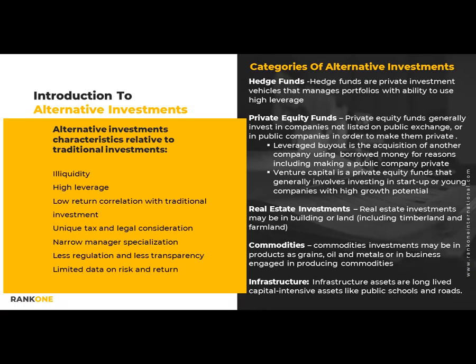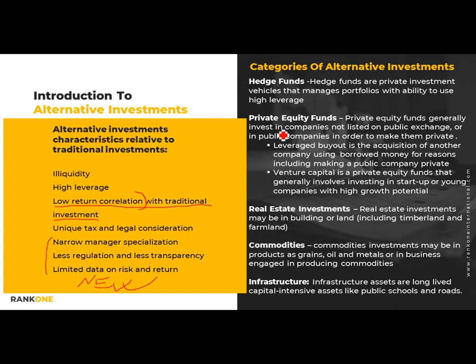Alternative investments' characteristics relative to traditional investments are illiquidity, high leverage, low return correlation with traditional investments, unique tax and legal considerations, narrow manager specialization, less regulation and less transparency, and limited data on risk and return. Categories of alternative investments. Guys, please check that this means that alternative investments are relatively new. And this means that we should invest in traditional investments along with alternative investments due to low return correlation.